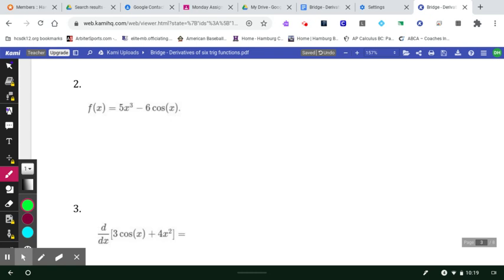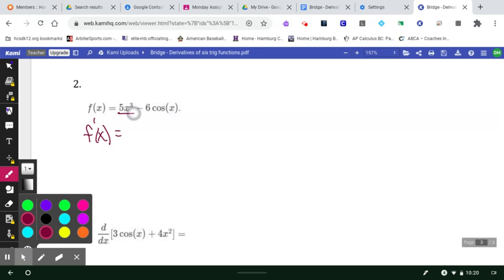Number 2, f of x equals 5x cubed minus 6 cosine of x. So again, read it out loud to yourself because you're going to do a lot of communicating this year, a lot of talking out loud. So let's just make sure we read it correctly. So let's find f prime of x. So this is just a simple power rule. We bring that power down in front. So I've got my 15, subtract my 1, so x squared.